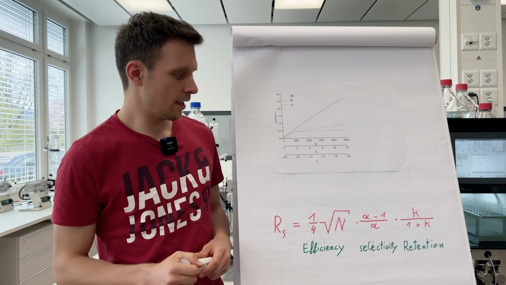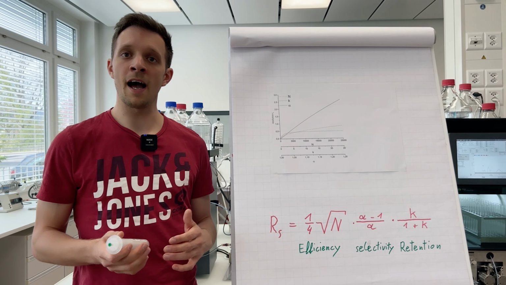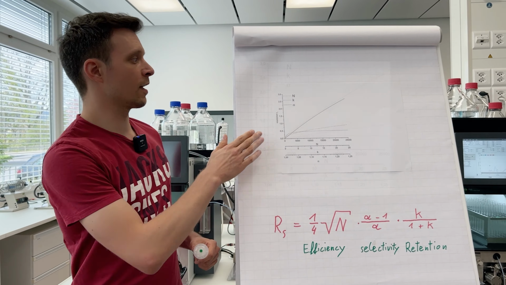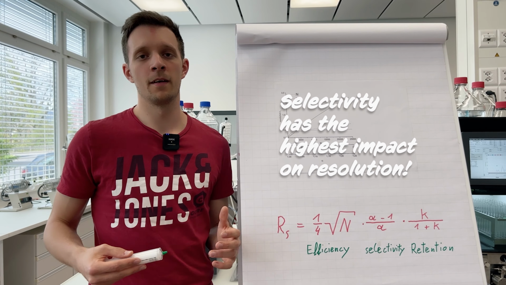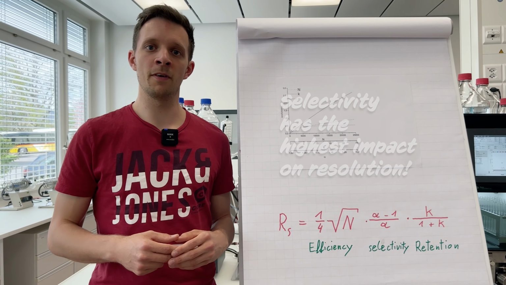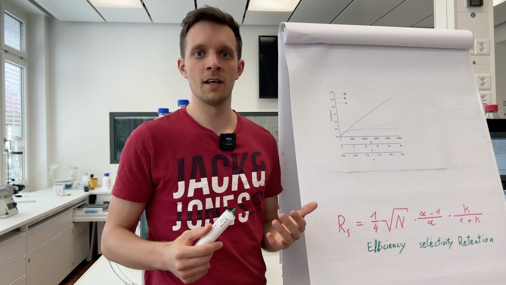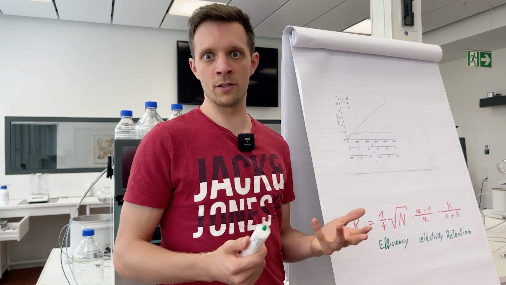Last but not least, selectivity. Selectivity has the highest impact on resolution, as you can see in this figure here. The selectivity is a measure of the separability of your compounds. So I recommend, if you want to improve your separation, at first optimize the selectivity. The selectivity itself is affected by the stationary phase and the mobile phase. Here, especially the solvent, pH, gradient, and the usage of buffers.